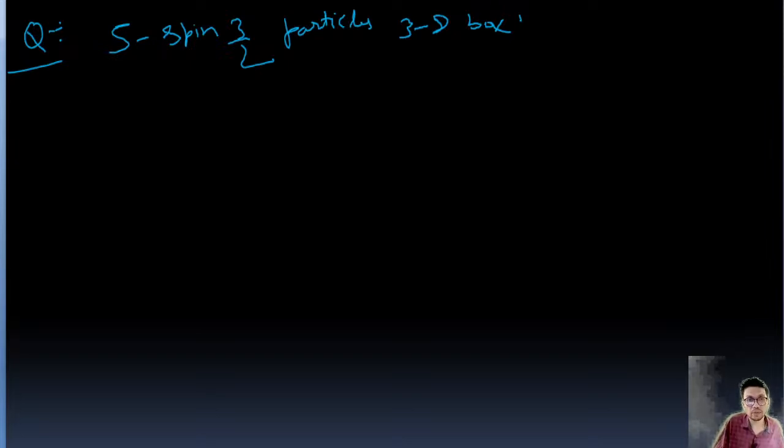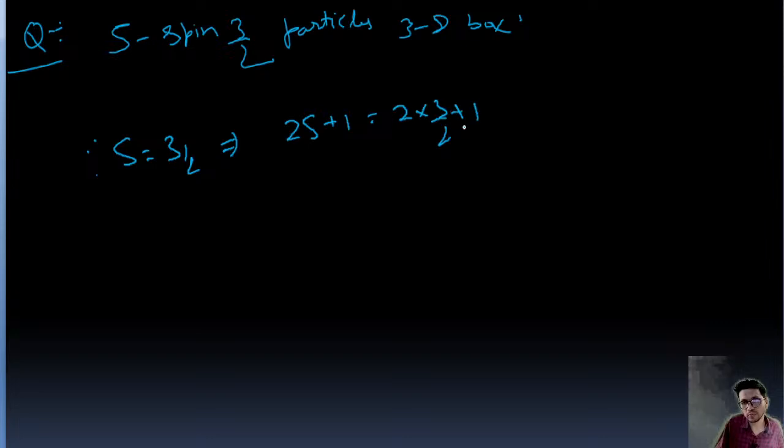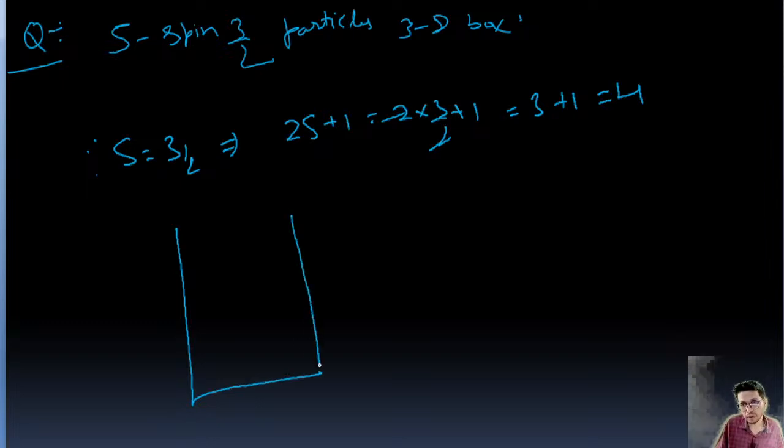Now guys, we know here, since spin is 3/2, this implies 2s+1 is 2 into 3/2 plus 1. It is 3 plus 1, that is 4. Means in one energy level we can fill 4 particles, right? So this is the energy level for the 3D infinite box, n equal to 1. So here you can see 4 particles and here 1 particle, right?